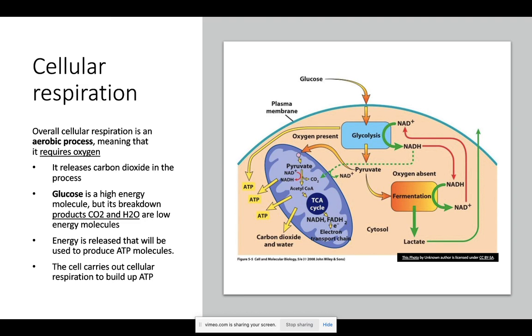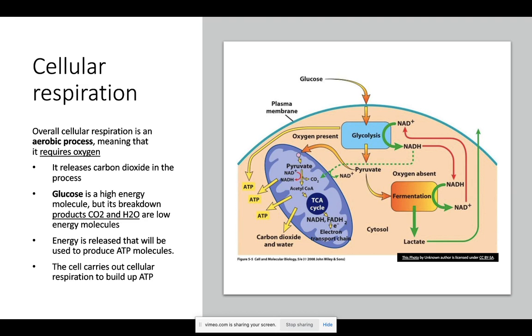So here, again, I'll just kind of walk us through this. We have glucose being a high energy molecule, and it's going to be broken down into carbon dioxide and water, which are low energy molecules. Energy is released that will be used to produce ATP molecules. And we know that the cell carries out cellular respiration to build up ATP. And we know that ATP, through the breaking of the high energy phosphate bonds, is what generates the energy.